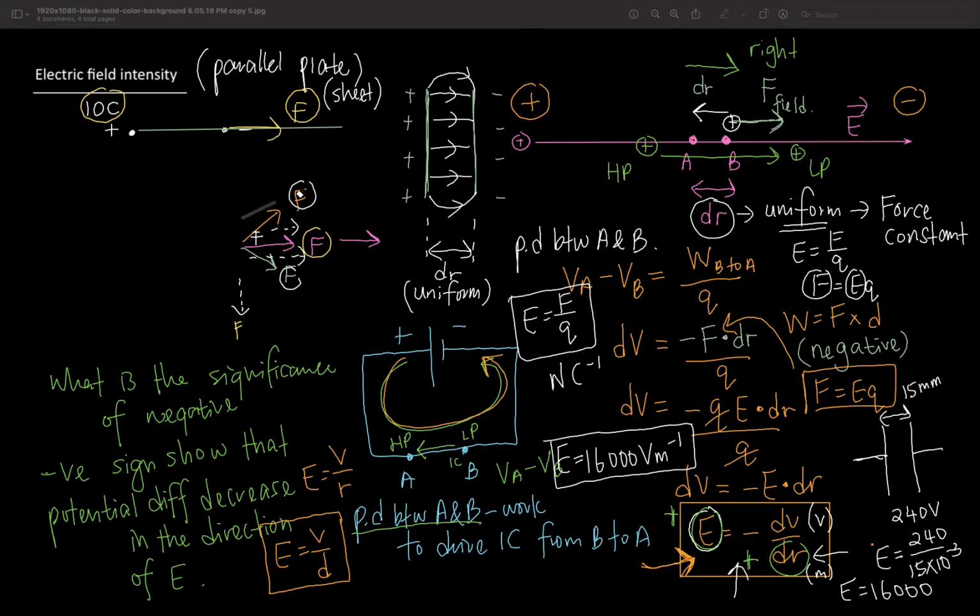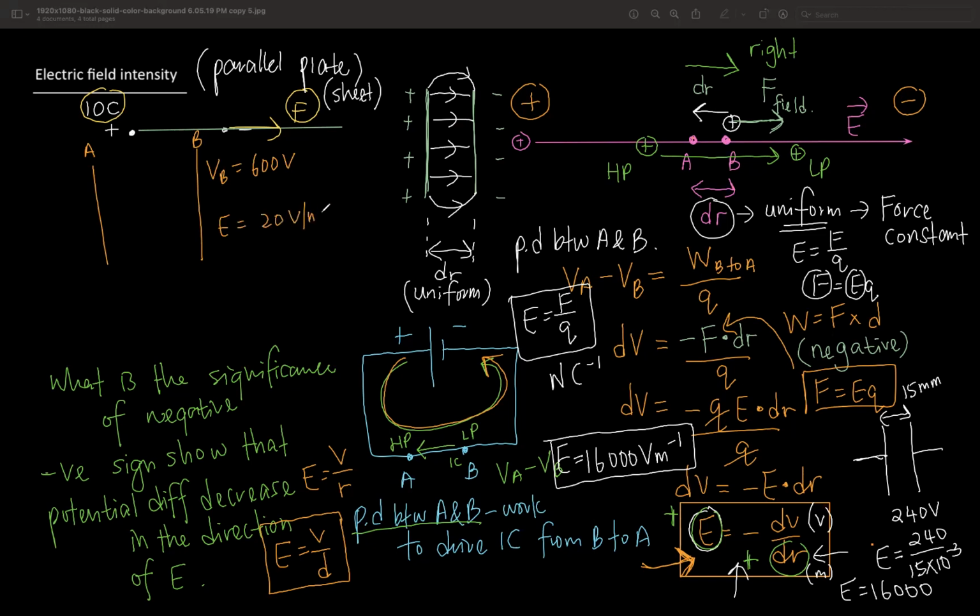Okay, I will show you one example of how to use this. Very simple. You see here, two plates, plate A and plate B. B, we give it a potential of 600 volts. And let's say the electric field strength is 20 volts per meter, and the distance of separation is 10 meters. Find the potential of A, VA.